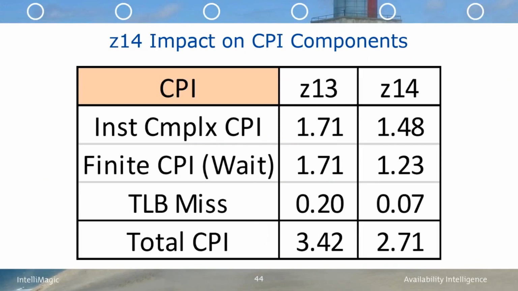Here's the table breaking out the contributors to that impressive reduction in overall CPI. Instruction complexity CPI reflected the impact of architectural enhancements in the Z14, resulting in fewer cycles being required to execute the instructions for this site's business workload. A greater contributor here to the improvement in CPI was the reduction in waiting cycles associated with the cache hierarchy, helped by the reduction in the VM penalty we saw earlier, along with the improvement in the TLB MIPS subcomponent.